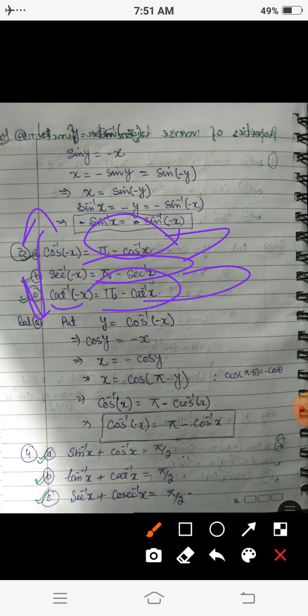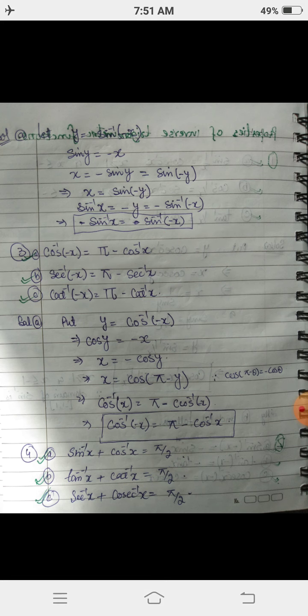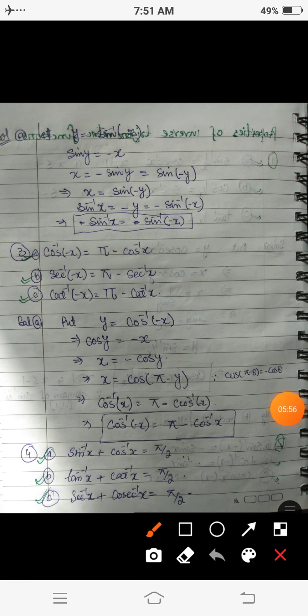So we have to prove these three identities. Now in part A, we will put y equals cos inverse of minus x, which implies that cos y is minus x, so x equals minus cos y. You know that cos is negative in the second quadrant, that is, when we put pi minus y, because pi minus y is in the second quadrant. In the second quadrant, the value of cos is negative.